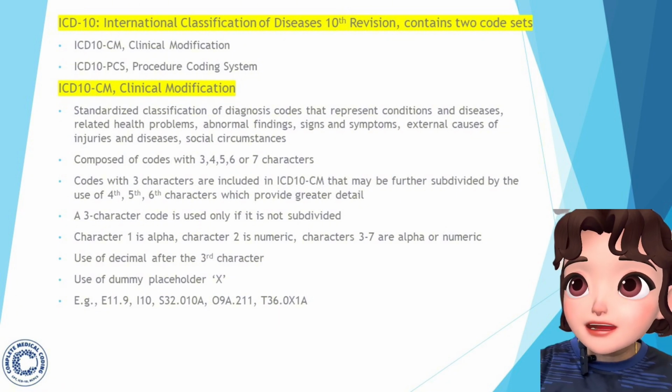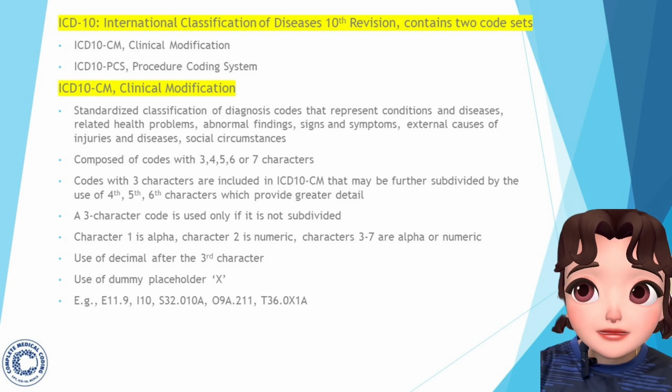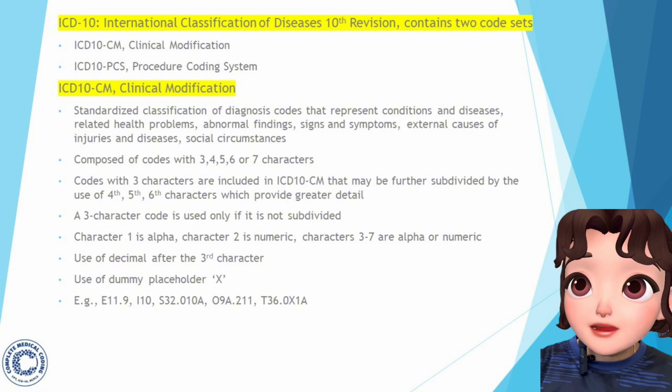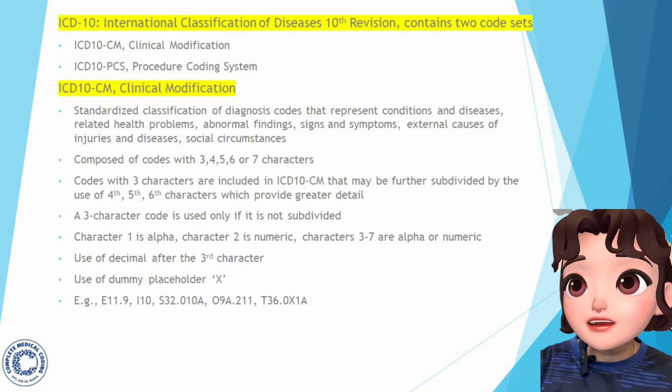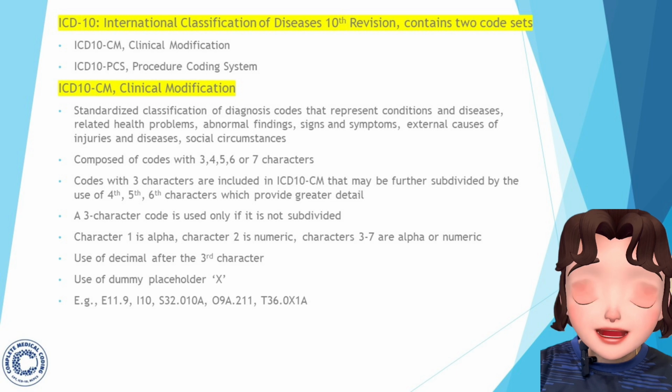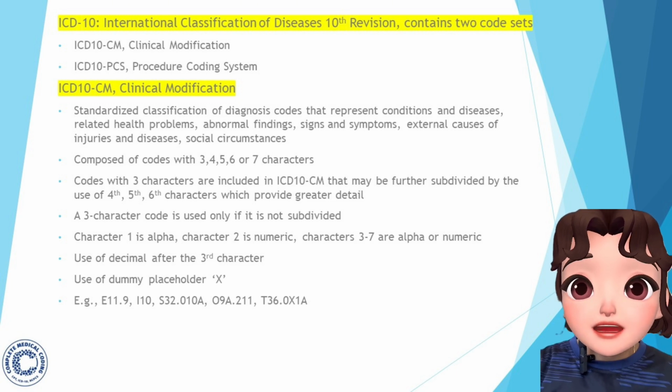That may be further subdivided by the use of 4th, 5th, 6th and 7th characters, which provide greater detail. A 3-character code is used only if it is not subdivided. If there is no subdivision, then only we will use the 3-character code.